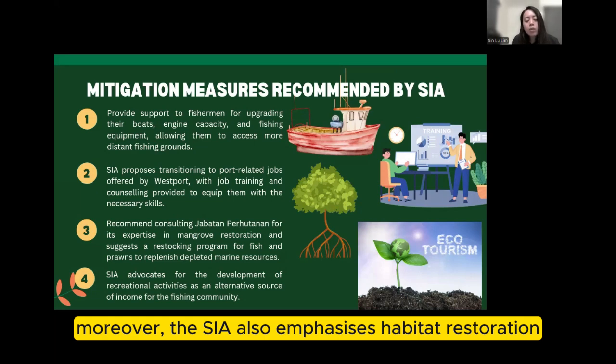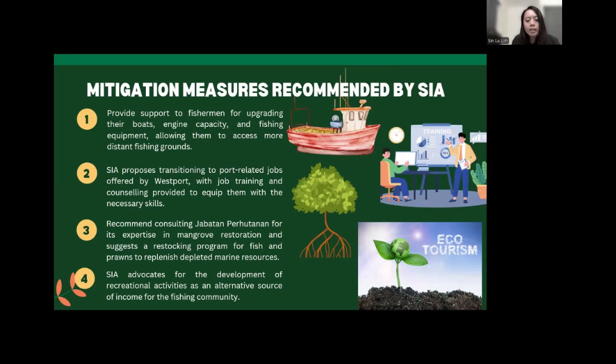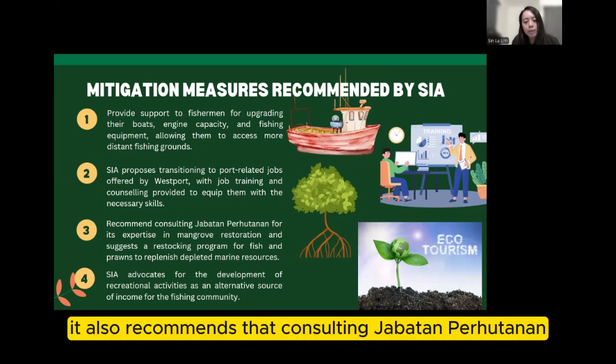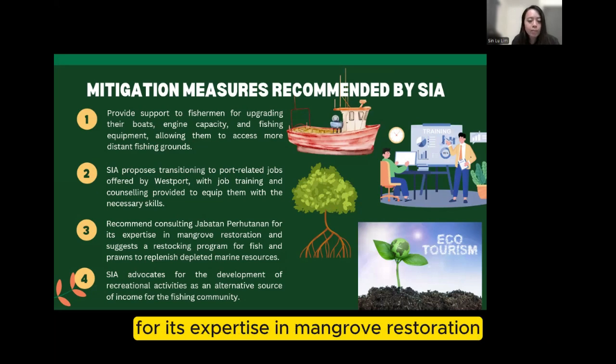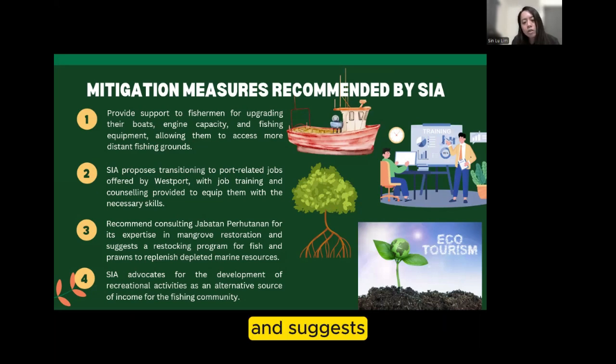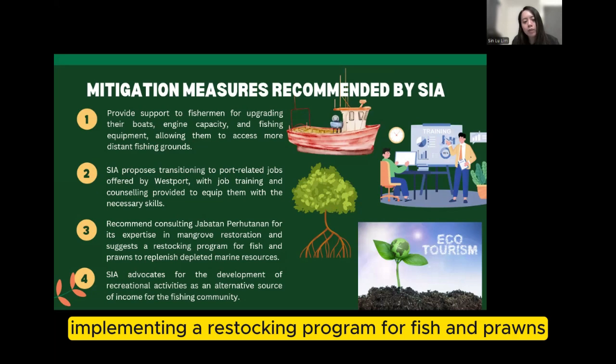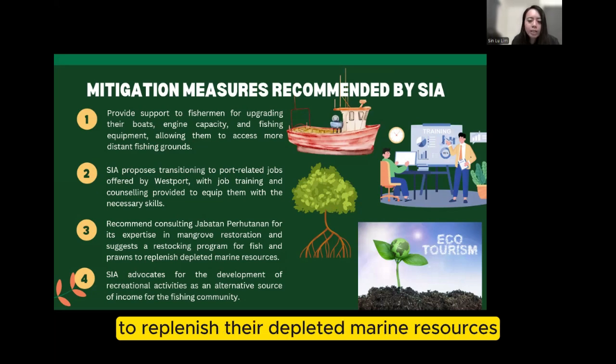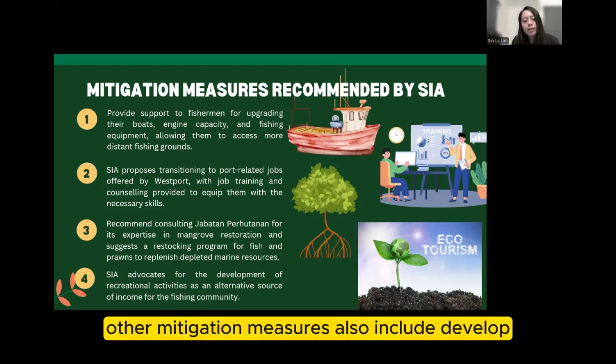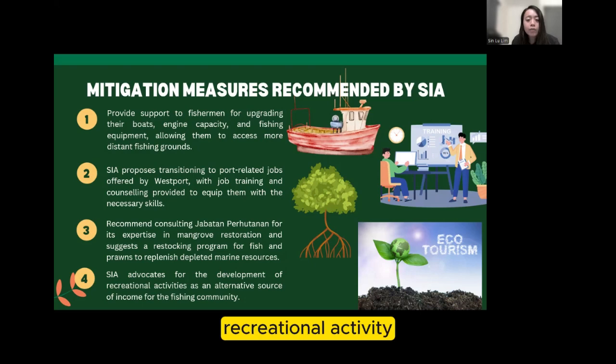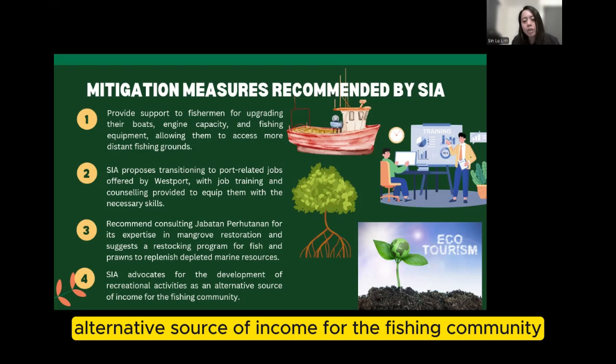Moreover, the SIA also emphasizes habitat restoration, such as mangrove replanting, to enhance fish landing. It also recommends consulting Jabatan Perhutanan for its expertise in mangrove restoration and suggests implementing a restocking program for fish and prawns to replenish their depleted marine resources. Other mitigation measures also include developing a recreational activity as an alternative source of income for the fishing community.